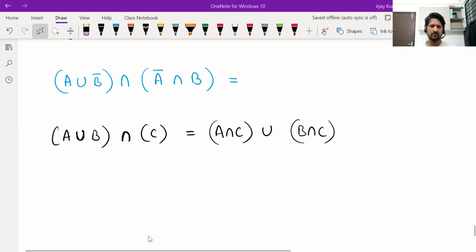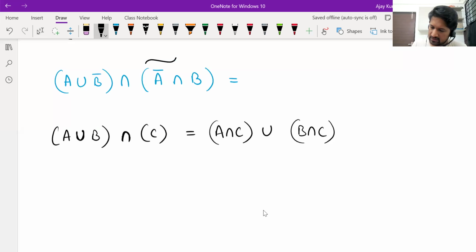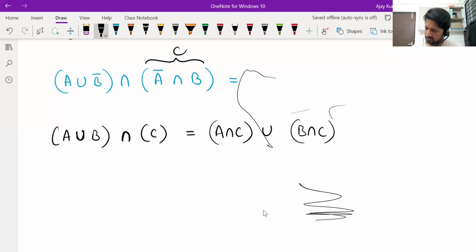Just check it once and tell me, is this how it is or not? I think this is correct. So you can write it as like the above one. You consider this as C now. So you can write it as... this pen is suddenly becoming extra sensitive. I don't know why.